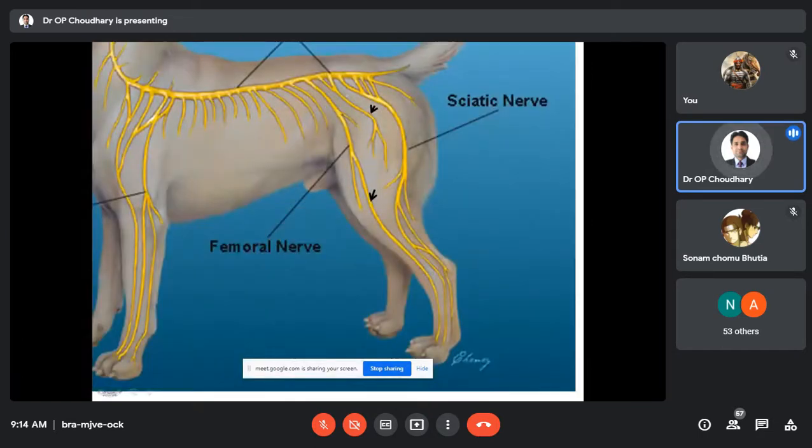Then you can see here, this is the obturator nerve. You can see here, then the obturator foramen will be here. And this obturator foramen is usually covered by the obturator internus muscle and obturator externus muscle. After passing through here, it also supplies the sartorius and gracilis muscle, same as the femoral nerve.